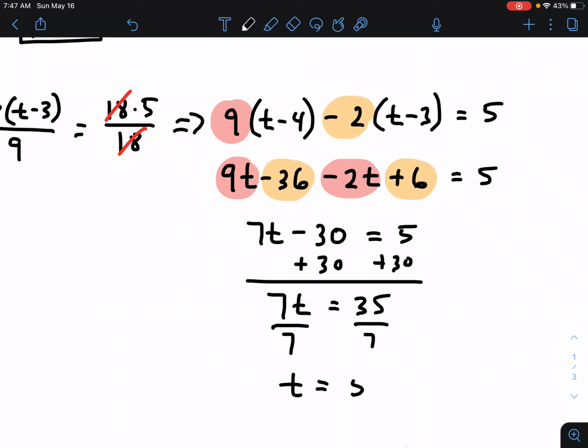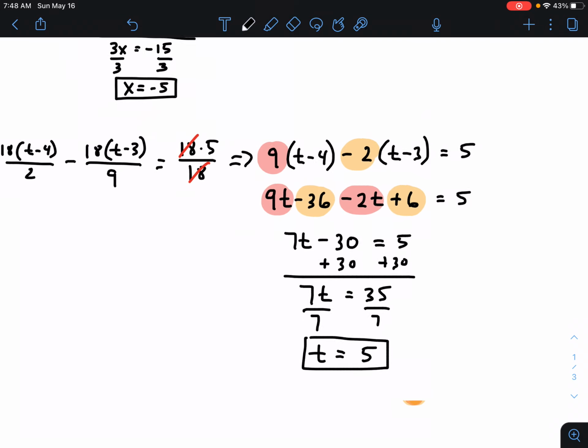Don't think that everything's going to be a 5 or a negative 5. It's not going to work that way.